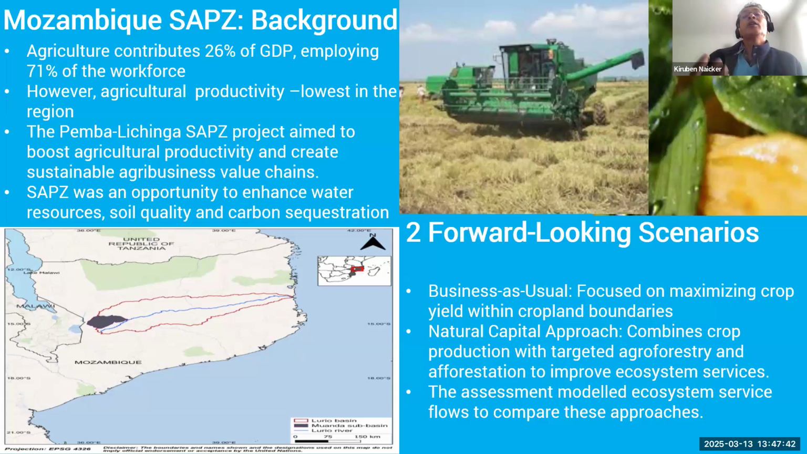So there were two forward-looking scenarios. As I mentioned earlier, business as usual, which focused on maximizing crop yield within the cropland boundaries. And then there was the natural capital approach, which combines crop production with targeted agroforestry and afforestation to improve ecosystem services. The targeted agroforestry areas were important areas for water and soil retention. The assessment modeled ecosystem service flows to compare these two approaches, the business as usual and the natural capital approach.